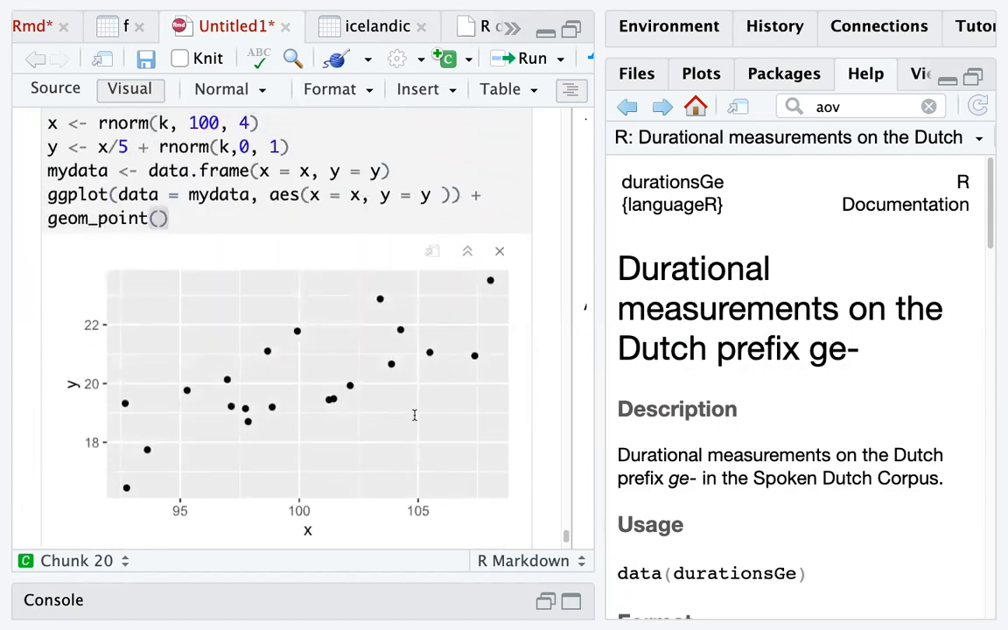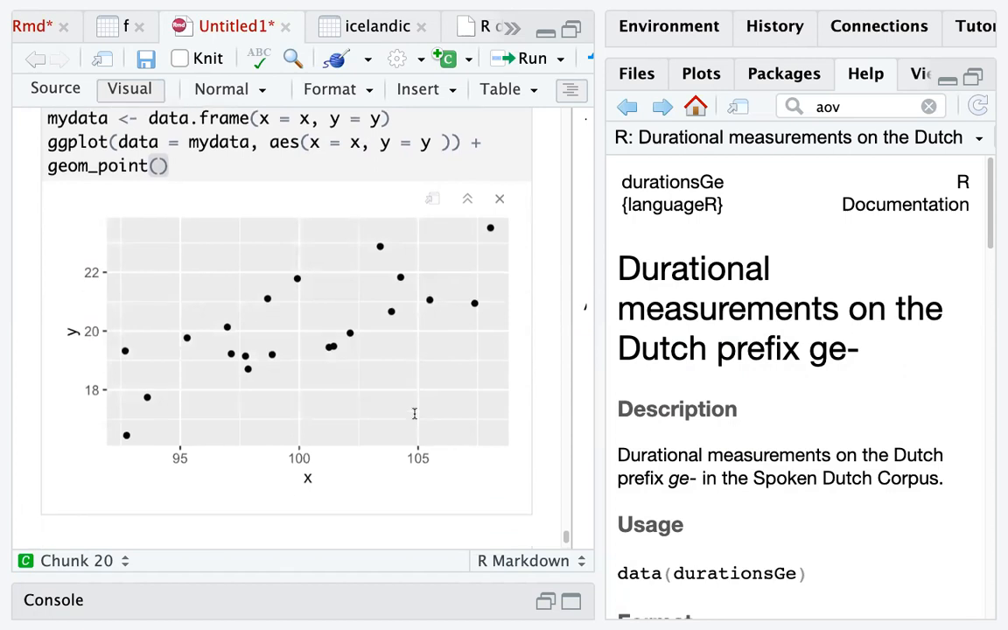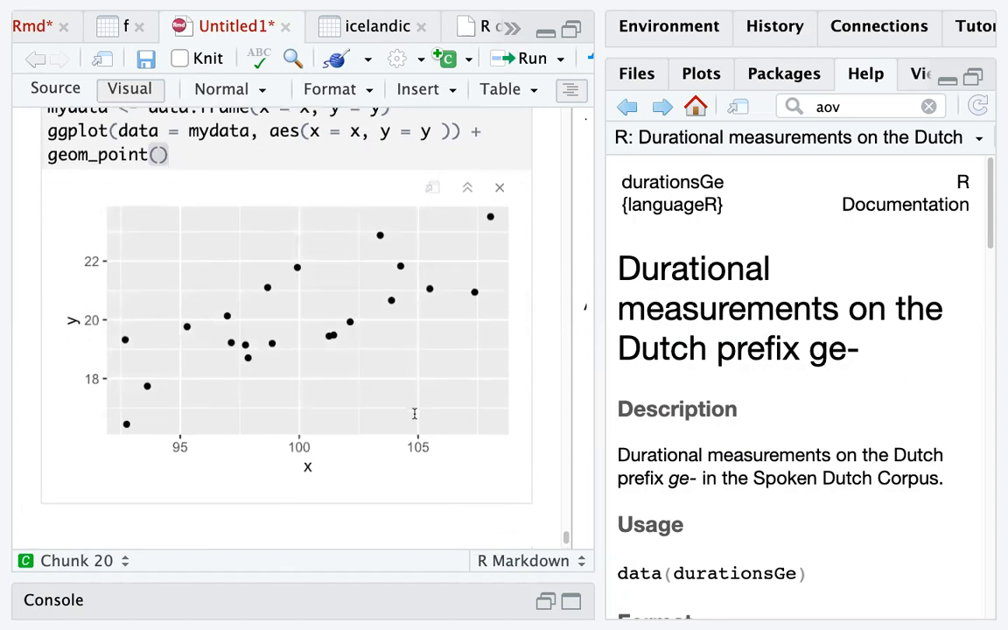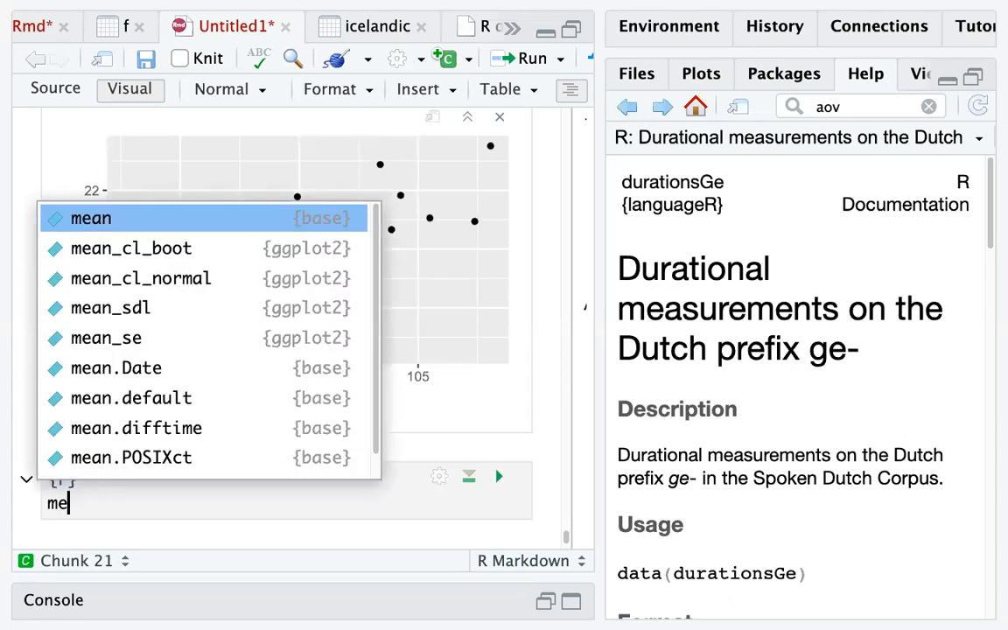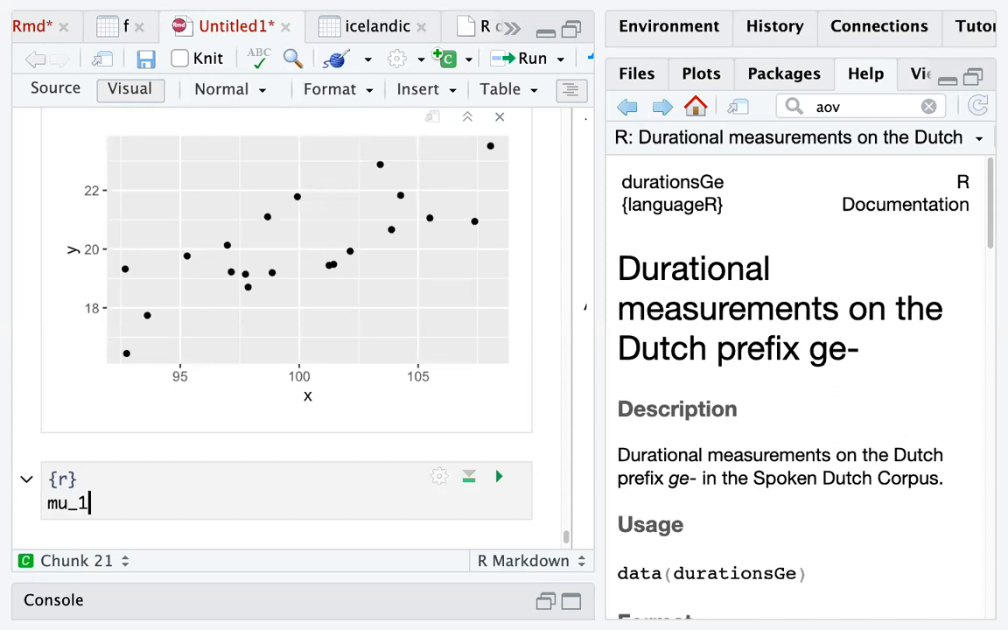Okay, so we have this graph. Now we can compute the one-dimensional, we have both x and y. We can compute actually the usual things we have already defined. So we can compute the mean of x. So let's call mu1 equal to the mean of x.